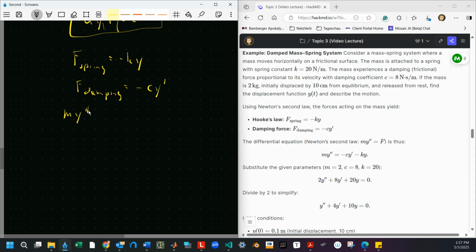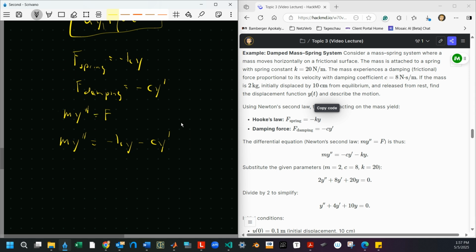So mass times y double prime, the position function, is equal to force. So here you have m y double prime, which is the force, and that is just the sum of those two things: minus ky, this is where we're getting our equation from, minus cy prime. And I guess that's really all there is to it.